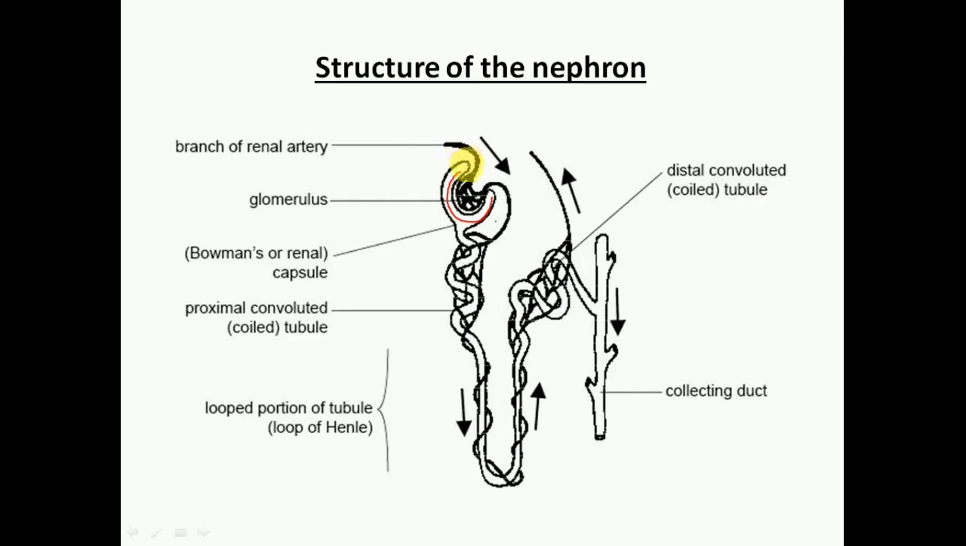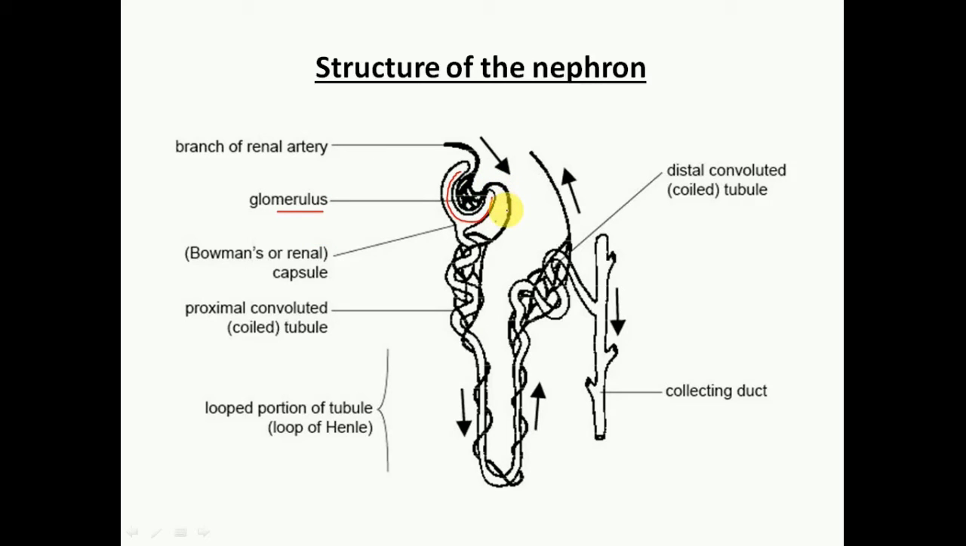Okay, it enters the Bowman capsule and it divides to form a knot-like structure which is called the glomerulus. Okay, and after division it again exits the Bowman capsule, which is a slightly narrow blood vessel. This is called the efferent arteriole. Okay, the difference is it is afferent, A-double-F, and this is efferent. It is slightly narrow and it is slightly wider.